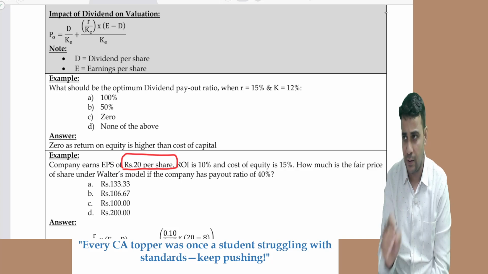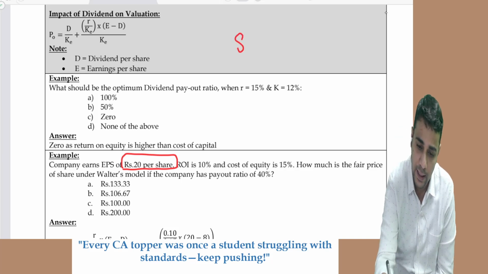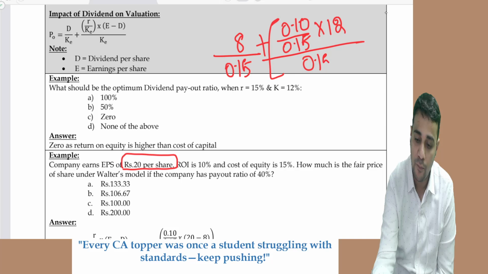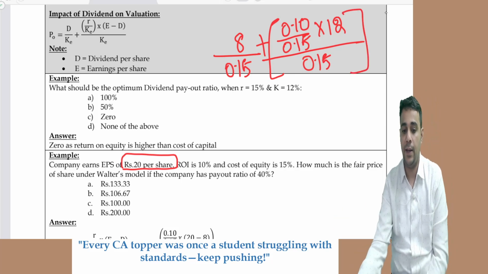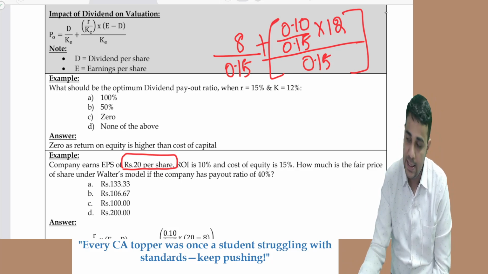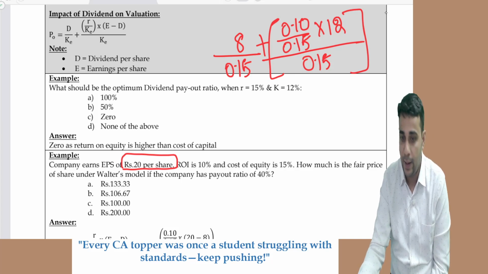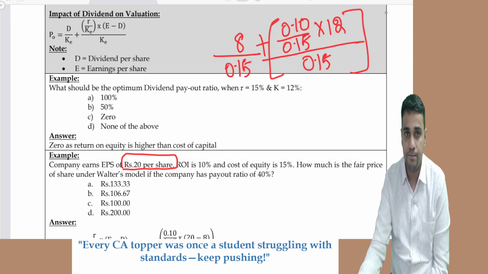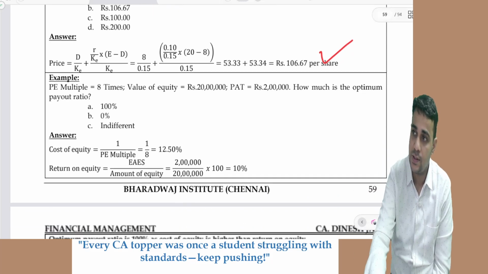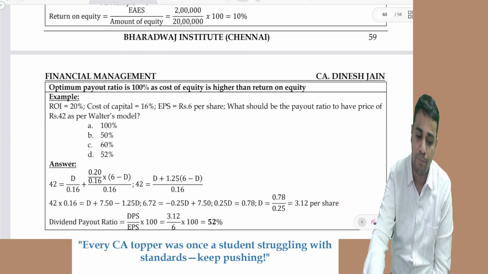40% payout means 40% of the earnings per share. So the calculation will be: (D + (R/KE)(E − D)) / KE, which is 0.15, R by KE is 0.10 by 0.15, into (E − D), which is 12, whole divided by 0.15. That gives 106.67. Any doubts on this? It's a straightforward, simple example.